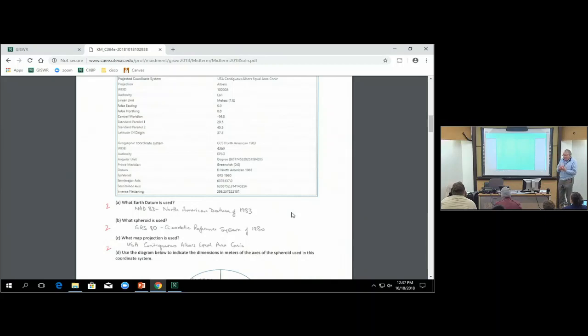What is the spheroid used? This is GRS 1980, which is the Geodetic Reference System of 1980. That was the first Earth representation that was geocentric, worked out from satellites.